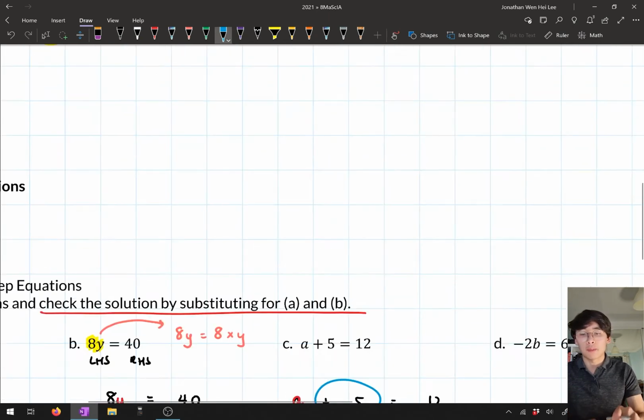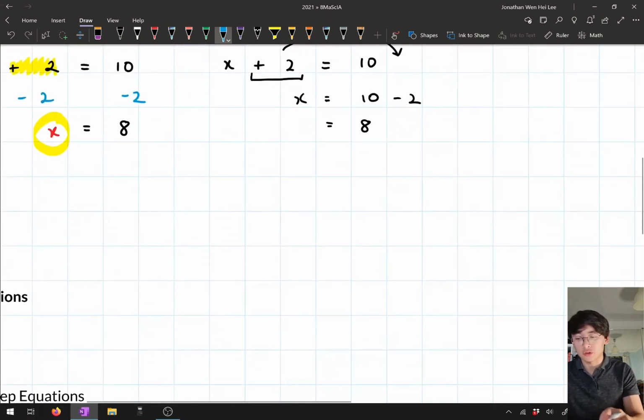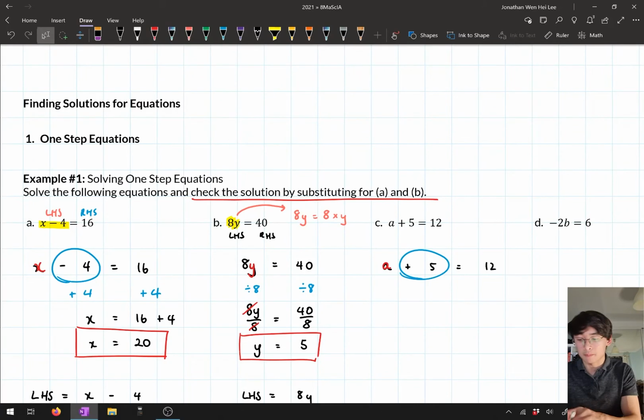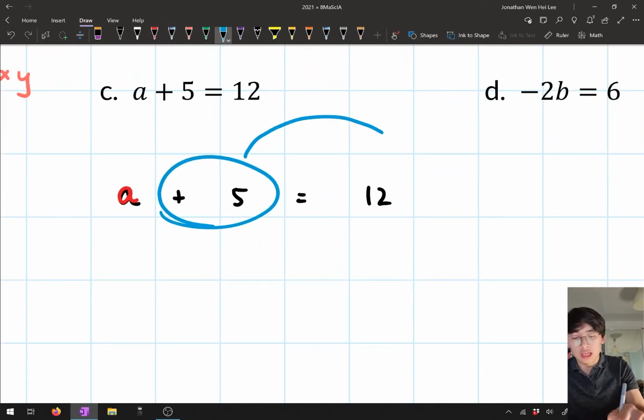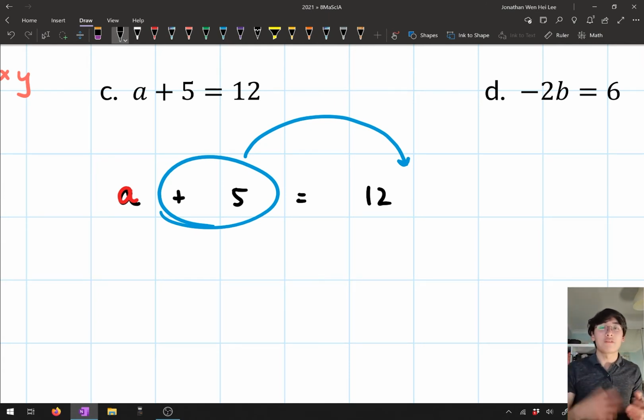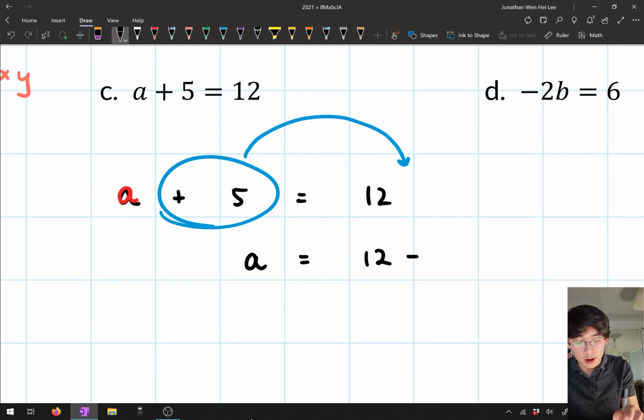Now, if you remember from up here, the first way, I actually wrote that plus 4 over here. What we're going to do instead is move this over to the other side. This is another way that people like to solve equations. I'm just showing you a few different methods and you can choose which one you like. If I move it to the other side, that plus 5 is going to become a minus 5. That's the opposite operation or reverse operation. So here I'm going to have a is equal to 12 minus 5. And my solution is going to be a is equal to 7.